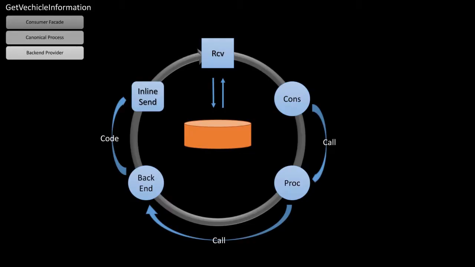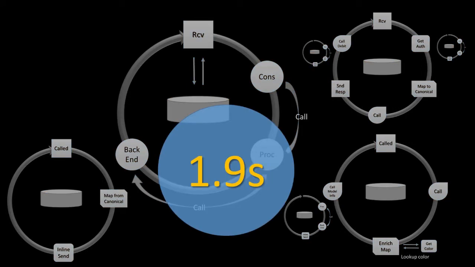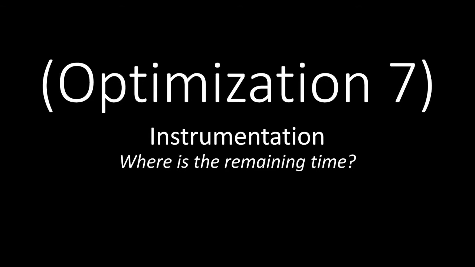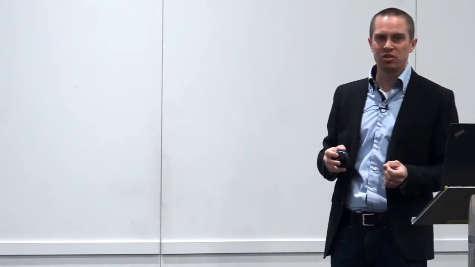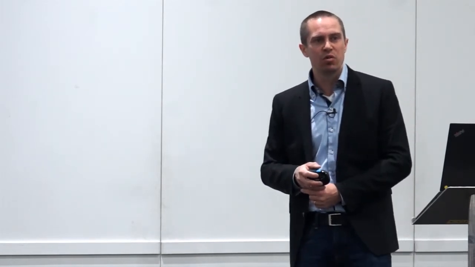But applying this technique, not only to this particular main scenario but also to my other scenarios here that are reused by this scenario, I'll bring the time down to 1.9 seconds, according to my tests. Which brings us down to the next point, which is back to our instrumentation. Now that I've applied some of the more obvious techniques, I really need to understand what's the next thing for me. Where do I need to go next?